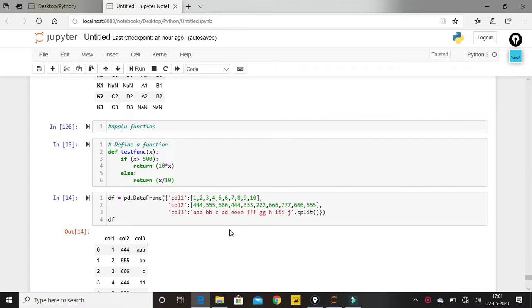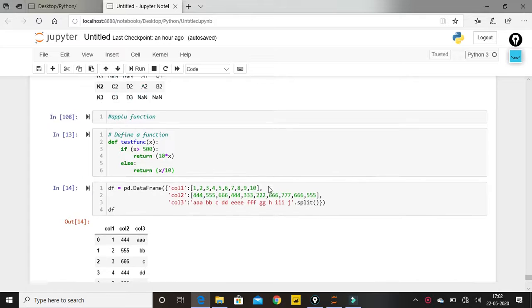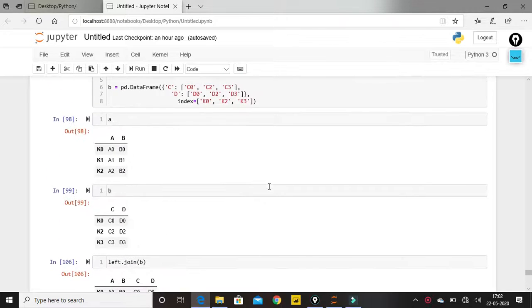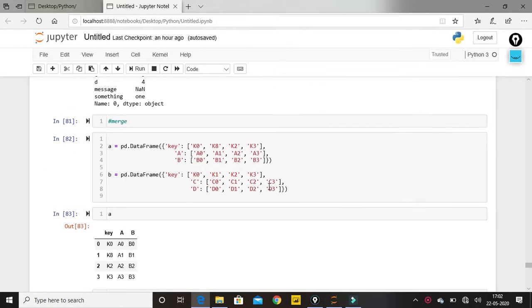So I'm thinking of making assignments and practice problems, so let's see how it goes on. So till today we'll discuss join and merge operations in Pandas.